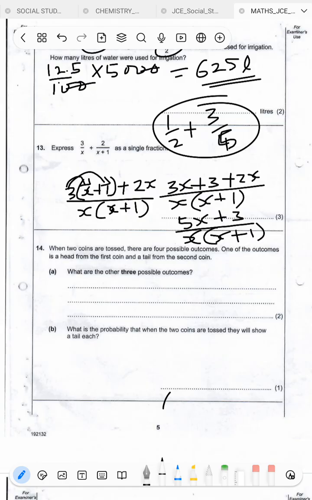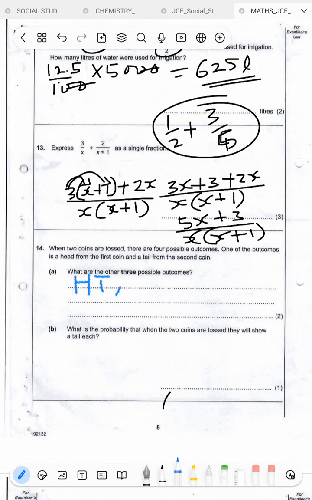The next question, 14, says, when 2 coins are tossed, there are 4 possible outcomes. One of the outcomes is a head from the first coin and a tail from the second coin. What are the other 3 possible outcomes? Remember, let's just write all the possibilities. So the one that we have there in the statement is that you can have head from the first coin and then tail. So you can have something like this.